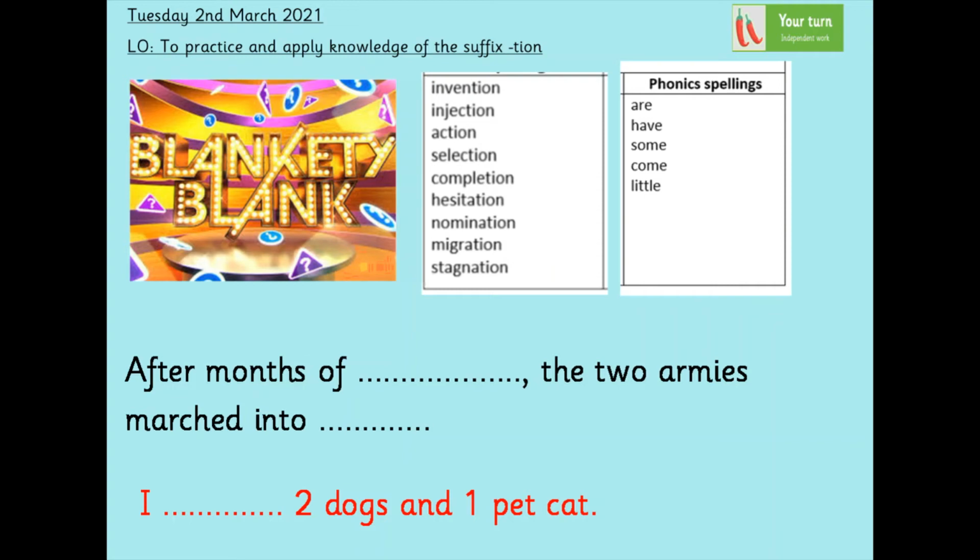Let's check together. So, after months of hesitation, the two armies marched into action. So the two blanks were hesitation and action. Well done if you got that right, because that was a tricky one. And for the phonics spellers, it's I have two dogs and one pet cat. So have was the blank there. Well done to the phonics and the 5 spellers, 7 and 9 spellers. Carry on for the next questions.